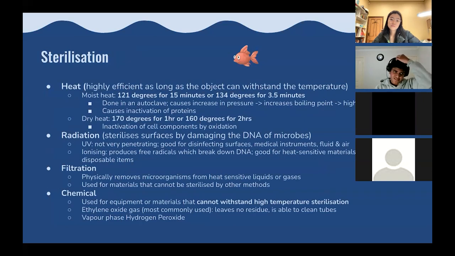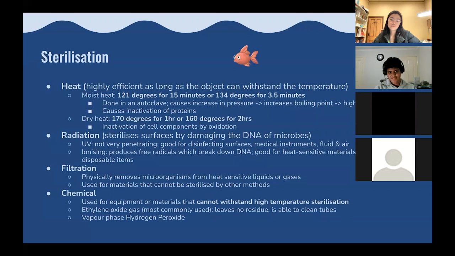Yeah, so sterilization. This is really important as well, the stuff in bold. So you need to know the difference. I think I've seen this in every practice exam I've done for this topic when I was in year one. So you need to know what is the time and what is the temperature for moist heat, and the same for dry heat, okay? Those four statistics, like 121 degrees, 15 minutes, 134 degrees, 3.5 minutes, 170 for an hour, or 160 for 2 hours, you really need to memorize those numbers because it will come up, okay?